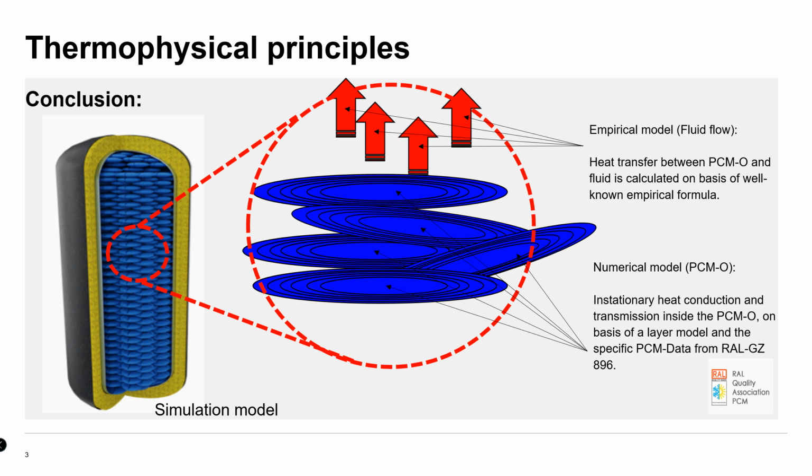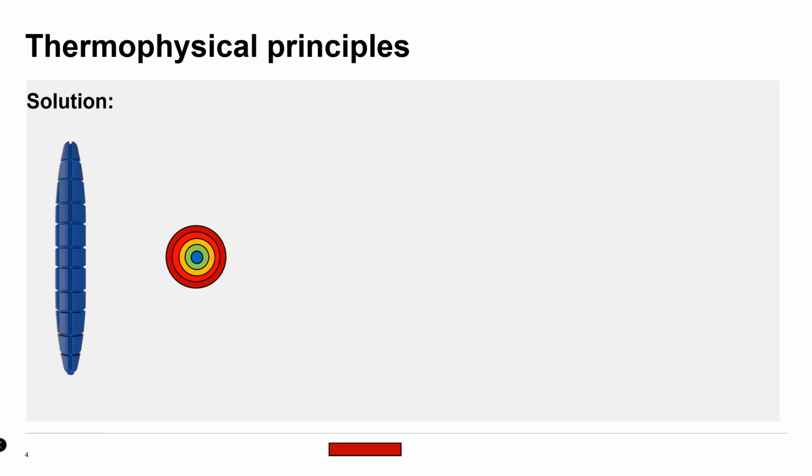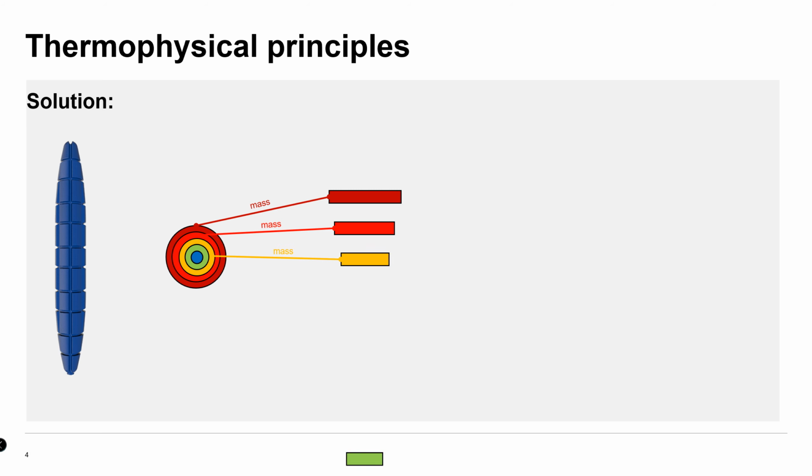The temperature-dependent heat storage capacity of each discretized volume element of the PCM objects is programmed in 1 Kelvin steps, according to RAL quality mark 896. A one-dimensional discretization of the objects has proven to be sufficiently accurate.